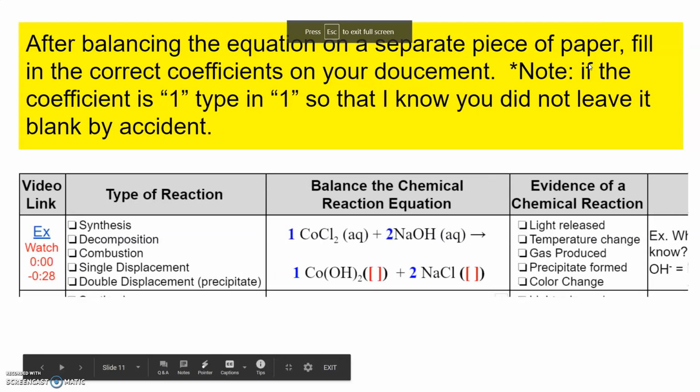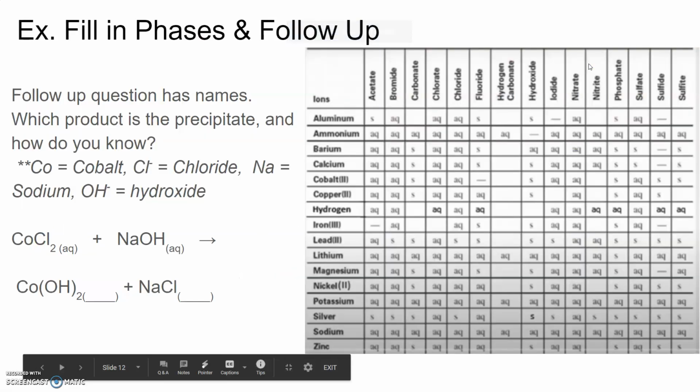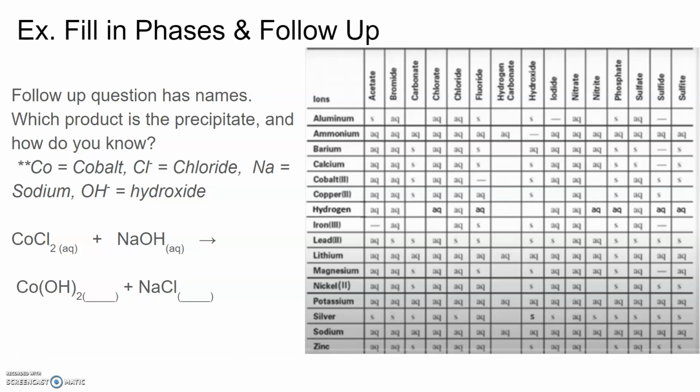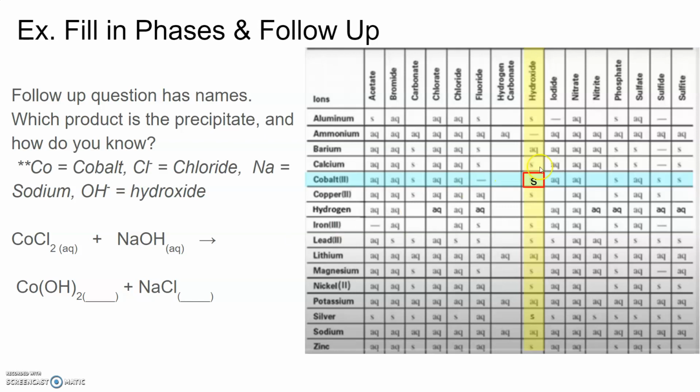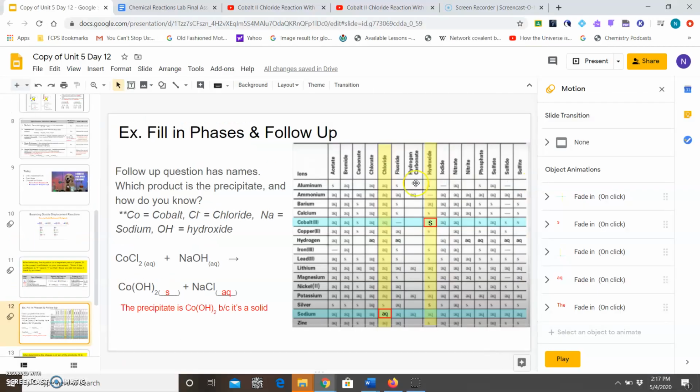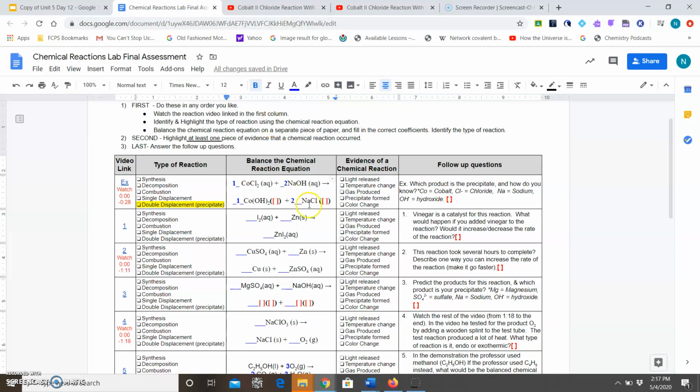All right, so to figure out the phases, we're going to use the solubility chart. And my first product that I formed in the example was cobalt hydroxide. So I have to find my cobalt and my hydroxide, and I see that there's an S there, so I can go ahead and type in an S. My next product is sodium chloride, NaCl. So find the sodium and the chloride, and I see that that's aqueous, and then I can type that in. Okay. So then once that's done, I'm going to go back to my document.